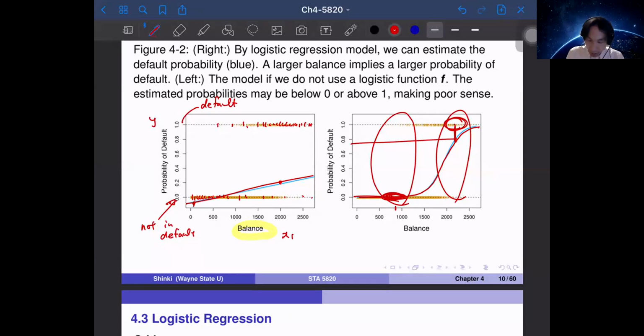So basically we consider this nonlinear regression. So we want to fit this kind of curve for this binary data.